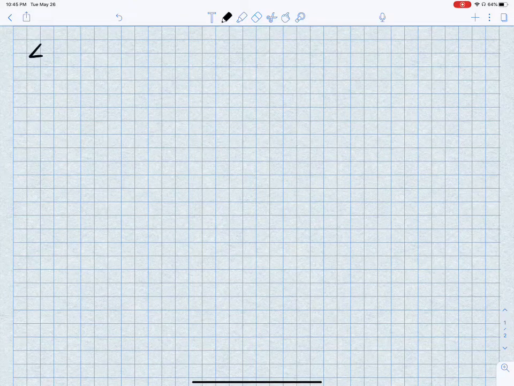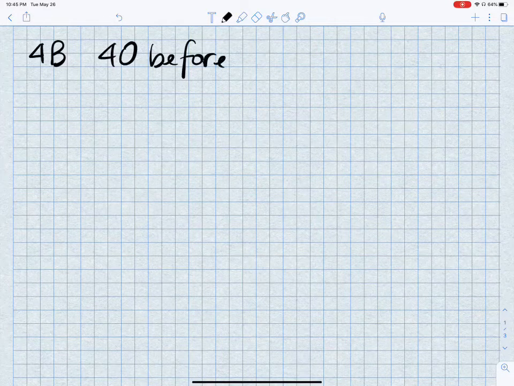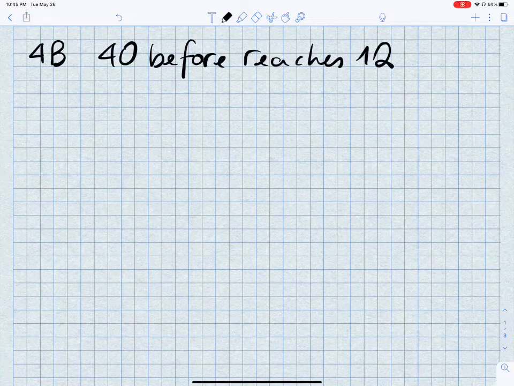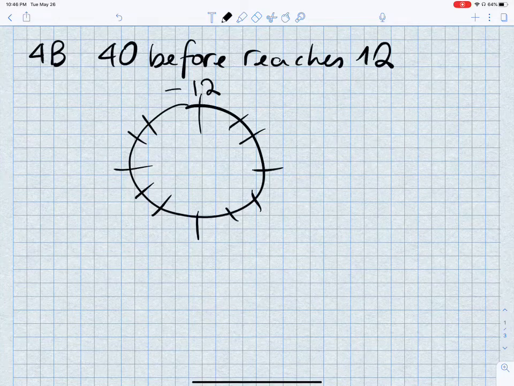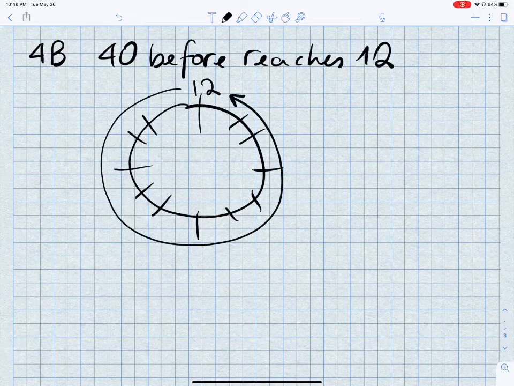All right, for 4b, we're asked what the clock would read 40 hours before it reaches 12. Again, graphically, we can think about it this way. You have a 12-hour clock, and you are going to end up at 12. Where would you have been 40 hours before that? So again, you can go around backwards 40 hours in time.